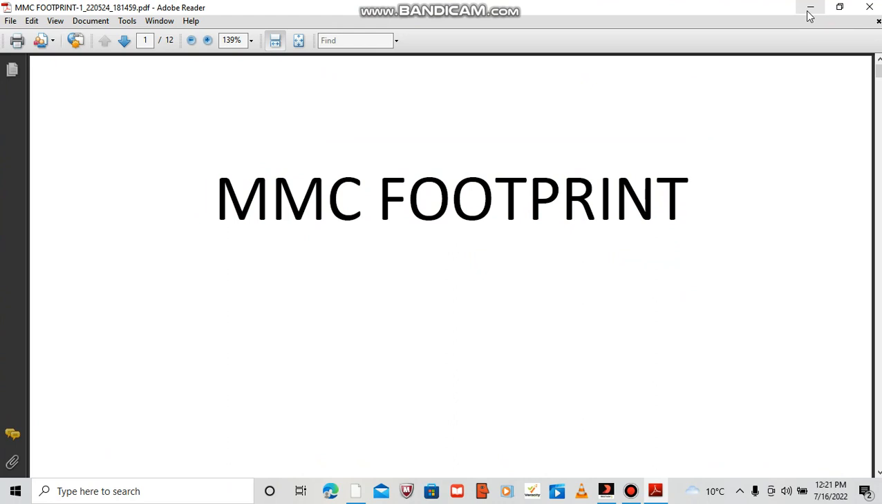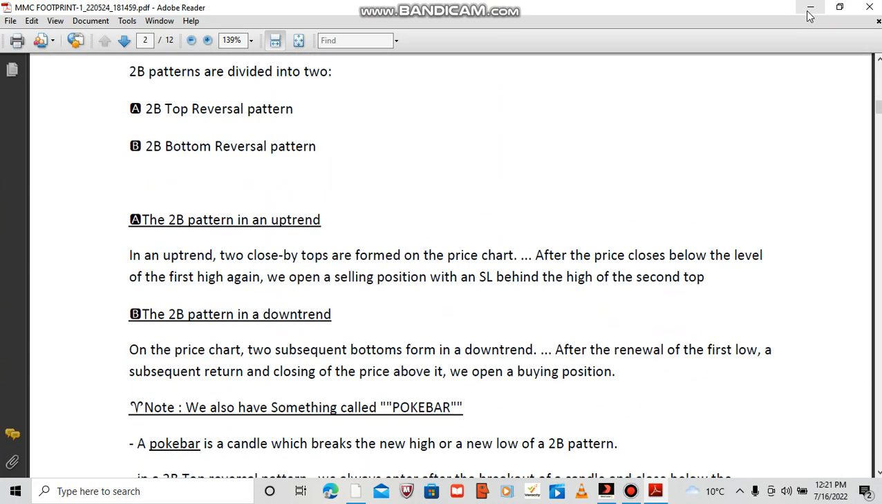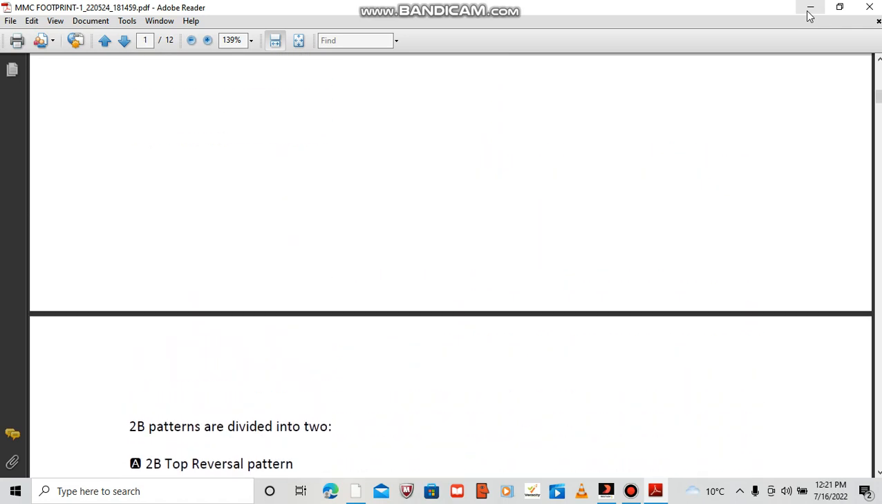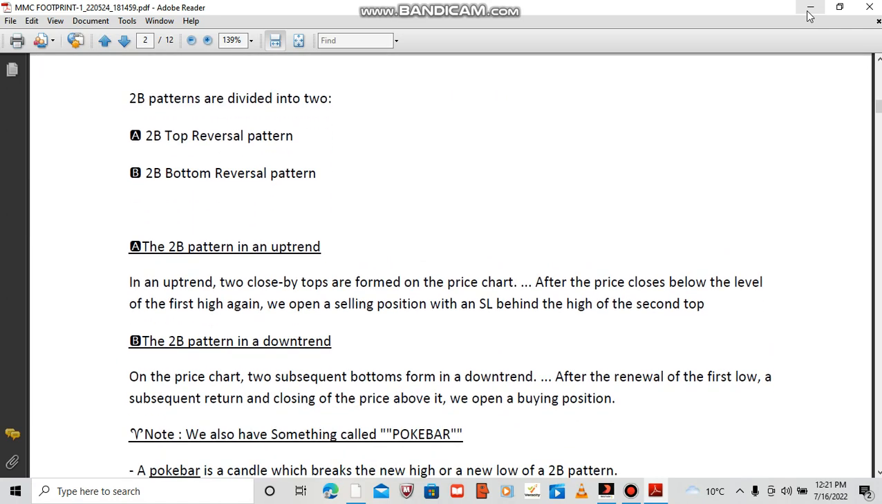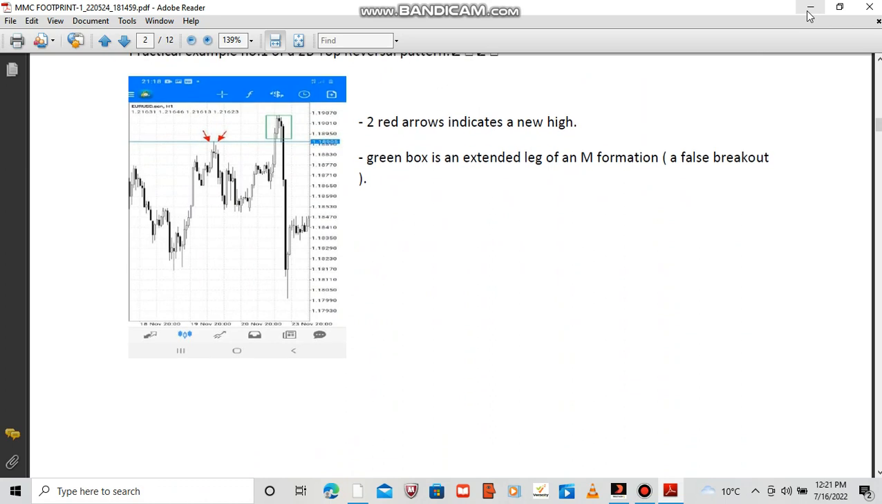Everything I'll be teaching will be based on the mentorship that I've gone through, plus the footprint PDF that they sent. I will send this PDF into the group. It comes with the mentorship so that you can be familiar with most of the patterns that we use, and we try to implement our trading style based on them, right?